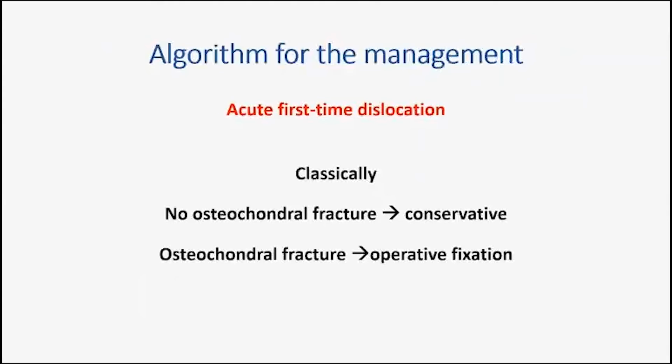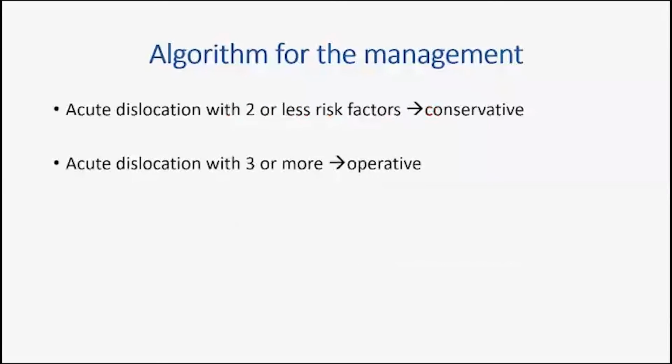Algorithm for management. Patient with acute first-time dislocation. Classically, if there is no osteochondral fracture, we would go for conservative treatment. If we have an osteochondral fracture, we'll go for operative fixation. But that's not as simple as this. As we know, increasing the risk factors increases the rate of recurrence. So if we have a patient with acute dislocation with 2 or fewer risk factors, we do conservative treatment. If acute dislocation is with 3 or more, operative treatment is recommended in these patients.